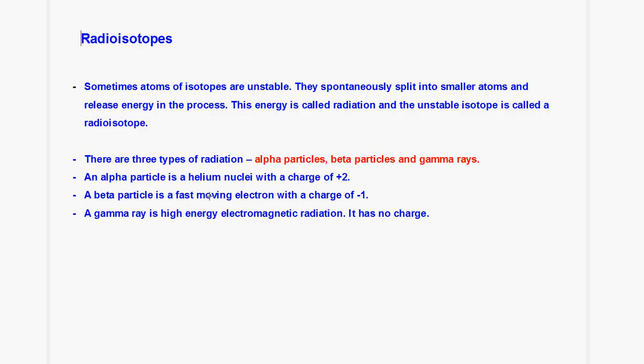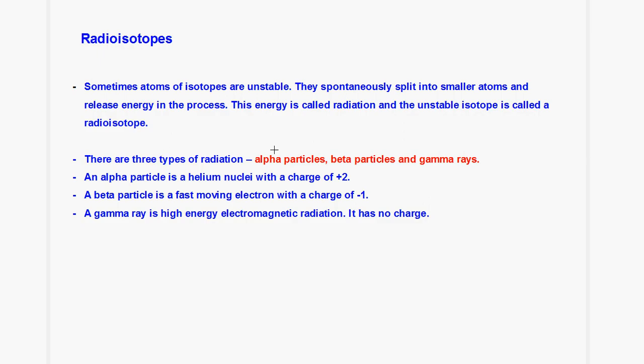The next thing we need to look at is radioisotopes. Sometimes atoms of isotopes are unstable. They spontaneously split into smaller atoms and release energy in the process. This energy is called radiation, and the unstable isotope is called a radioisotope.